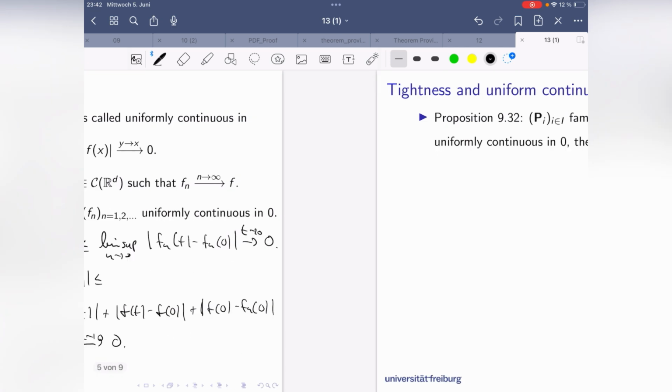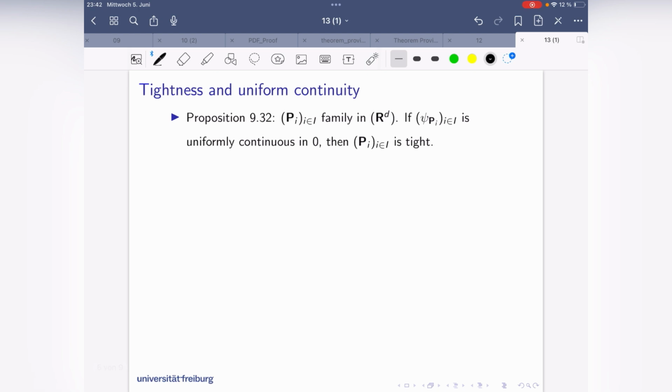Because now we can put something together by using the uniform continuity on characteristic functions. We have the following: if the characteristic functions of a family of probability measures are uniformly continuous, then the family is tight. And tightness is something which will play a role in Lévy's continuity theorem.